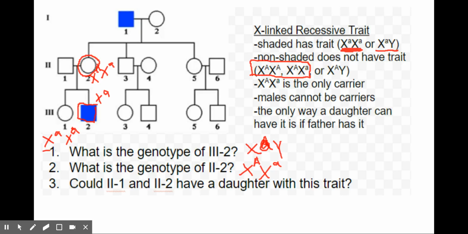The only way a daughter can possibly get it is if the father has it. Because this dad, we know, does not have it. The only thing he can pass on is not having it. Therefore, this girl can never have this genotype, and therefore, she can never have the trait. All right.